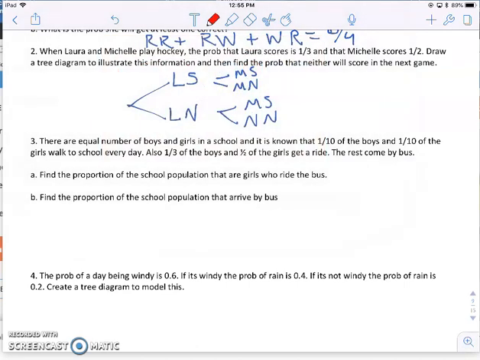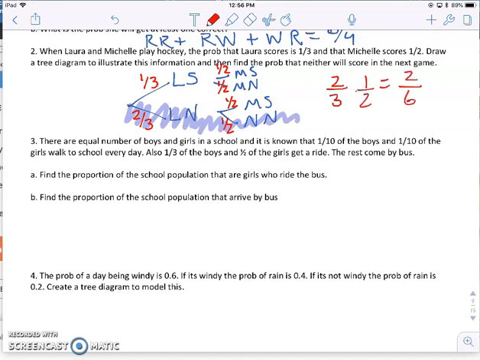And then Laura scores is 1/3, so 1/3, 2/3. And then each of these would be half, because half the time Michelle scores. Then find the probability that neither scores. Neither scores would be a no and a no. So 2/3 times 1/2 is 2/6 or 1/3.